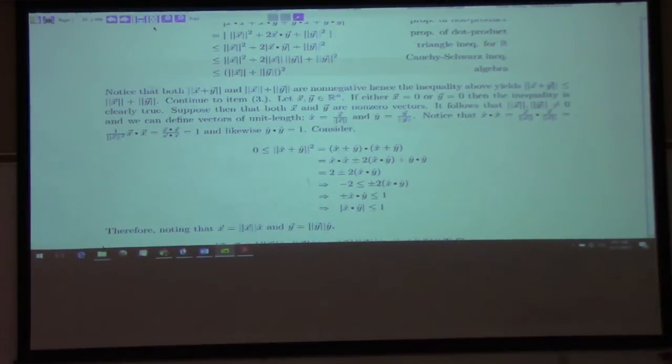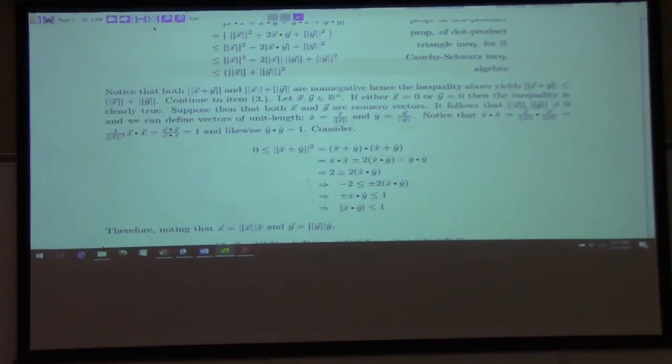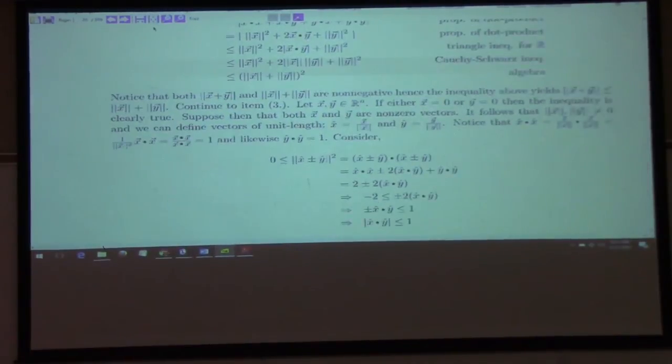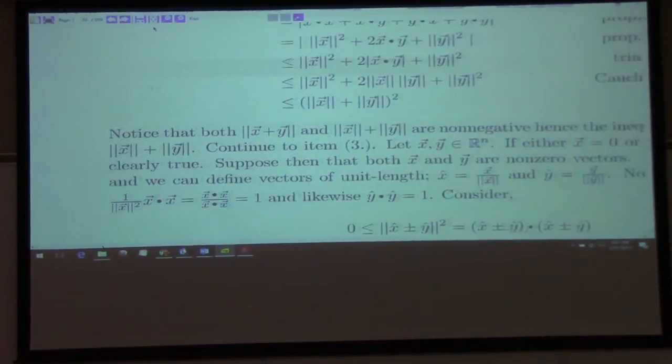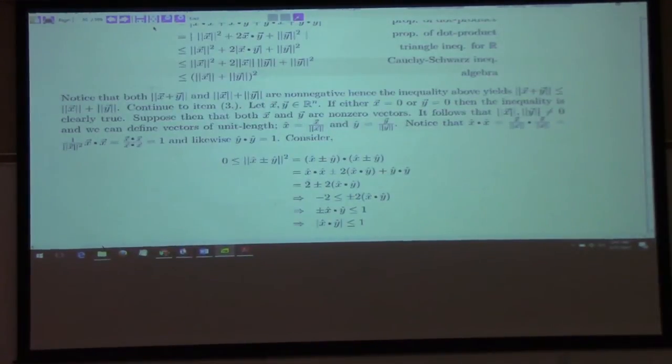So suppose you've got, first of all, the Cauchy-Schwarz inequality is clearly true if either one of your vectors is 0, all right? So we can assume that the vectors are non-zero, right? And if the vectors are non-zero, then that means we can define the unit vectors, x hat and y hat, right? We take x over the length of x, y over the length of y. These define x hat and y hat.